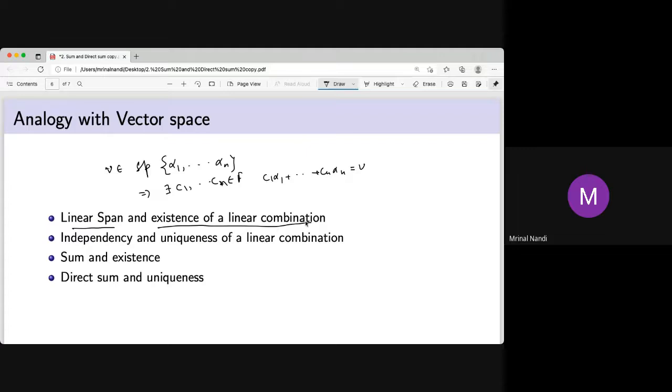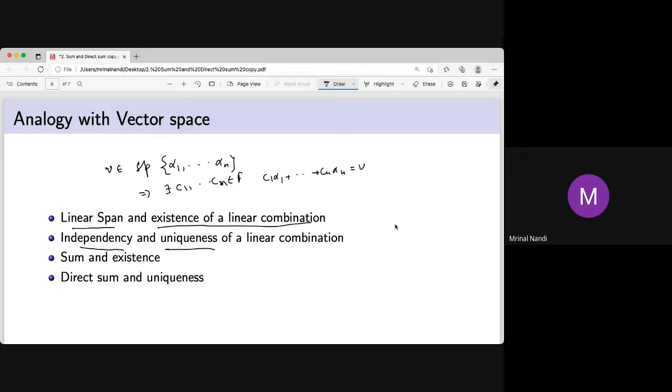Now that is existence. And what is independence? Independence actually says the uniqueness of the linear combination. So if alpha 1, alpha 2 are independent and V is not in the span, then you can't write it. But if V is in the span, then you can write it, and this representation is unique. Now the same idea here: sum is actually the existence, and direct sum says the uniqueness. And this sum and direct sum concept is in vector space also.